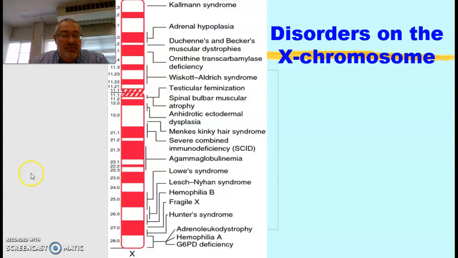There are a number of disorders on the X chromosome. Some that I had mentioned before include baldness, red-green color blindness, and you might notice testicular feminization, several different types of muscular dystrophy, and Fragile X, some symptoms within the autism spectrum, and so forth. So there's a number of disorders that are found at different positions on the X chromosome.